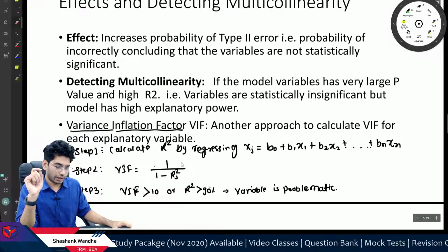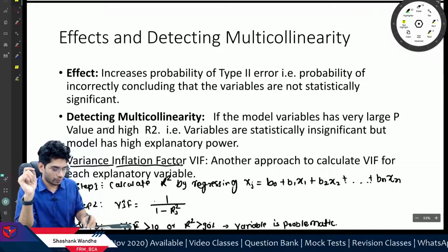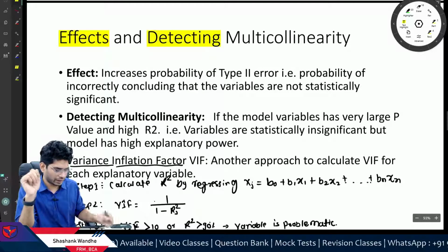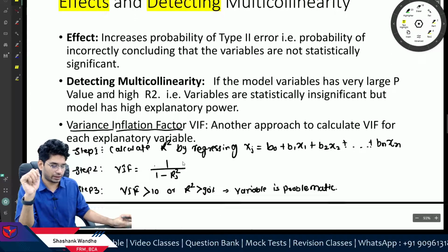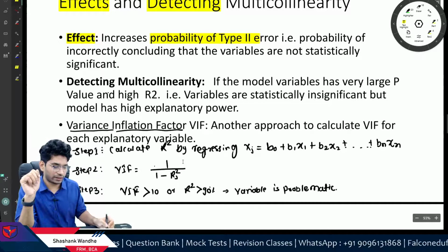Now, effects and detecting the multicollinearity. First is the effect, then we will see detecting multicollinearity. So what is the effect? The effect is that it increases the probability of the type 2 error.